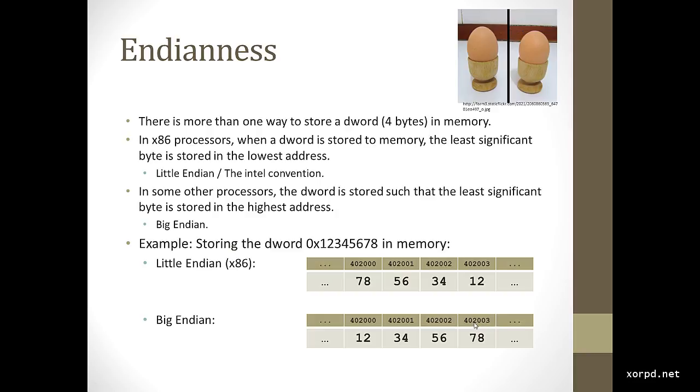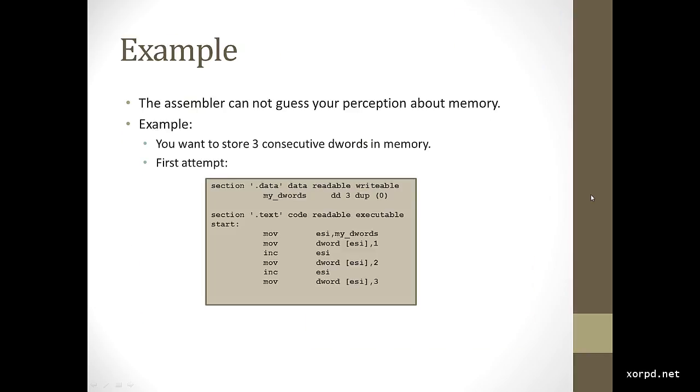You will also see that in the x86 processor, whenever you store a word in memory, it will also be stored such that the least significant byte is stored in the lowest address. So you can remember this line as a guideline whenever you are dealing with memory in the x86 architecture. Let's look at an example. And this example is about the following idea. The assembler cannot guess your perception about memory. Also, the processor cannot guess your perception about memory.